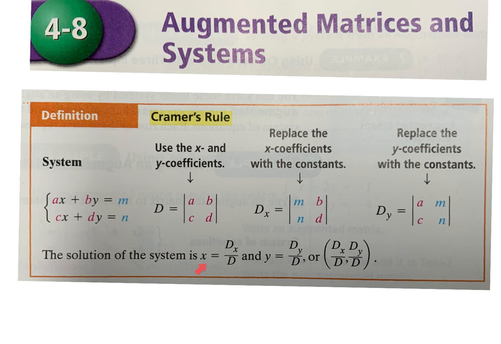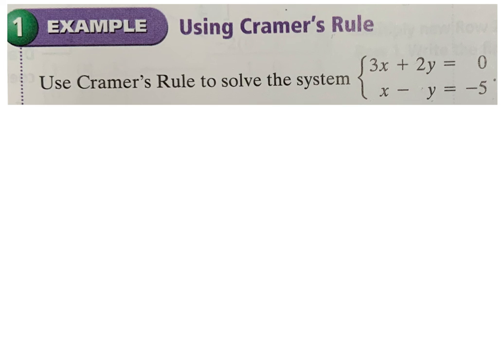My x is going to equal my x determinant over my coefficient determinant, and my y is going to be my y determinant over my coefficient determinant. All right? It's pretty straightforward. So let's do it. Use Cramer's rule to solve. I'm going to first set up a determinant for my coefficients. My coefficients are 3, 2, 1, and negative 1.